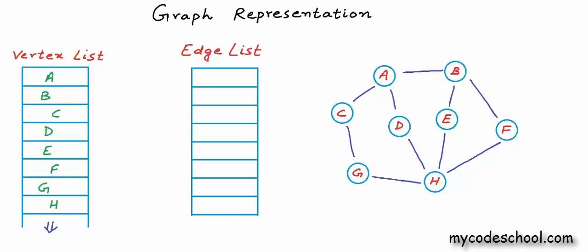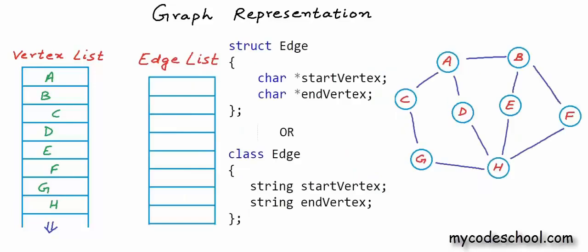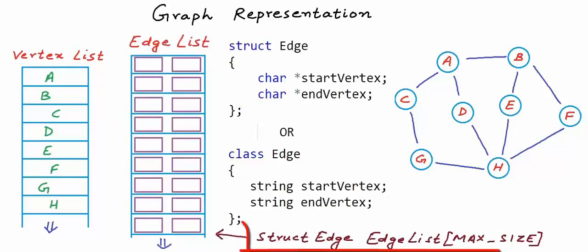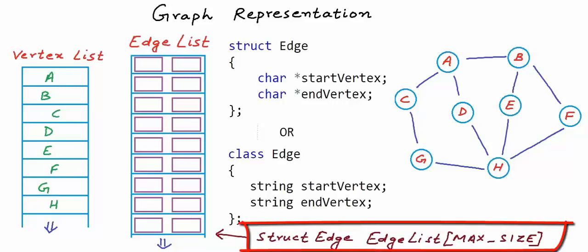An edge is identified by its two endpoints. So what we can do is we can create an edge as an object with two fields. We can define edge as a structure or class with two fields, one to store the start vertex and another to store the end vertex. Edge list would basically be an array or list of this type, struct edge.